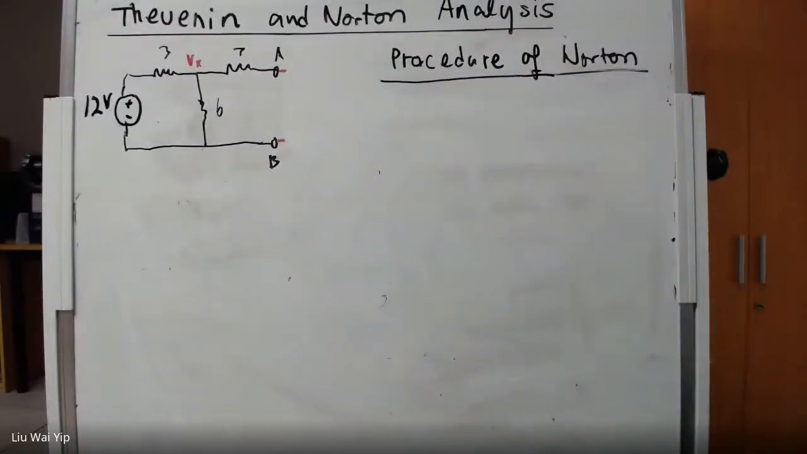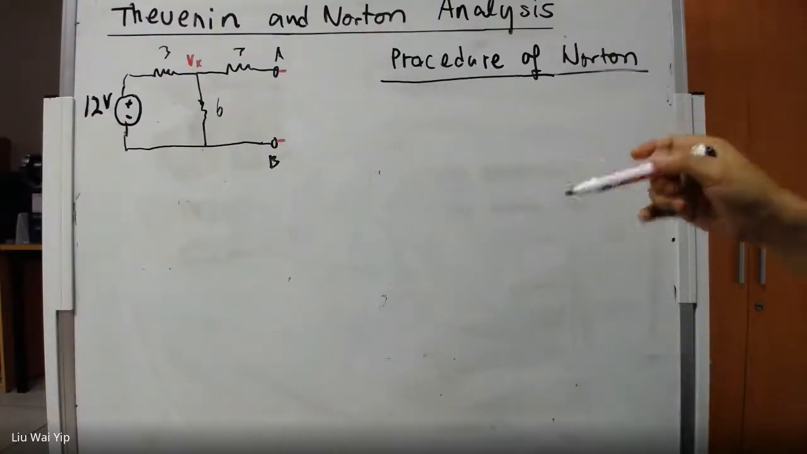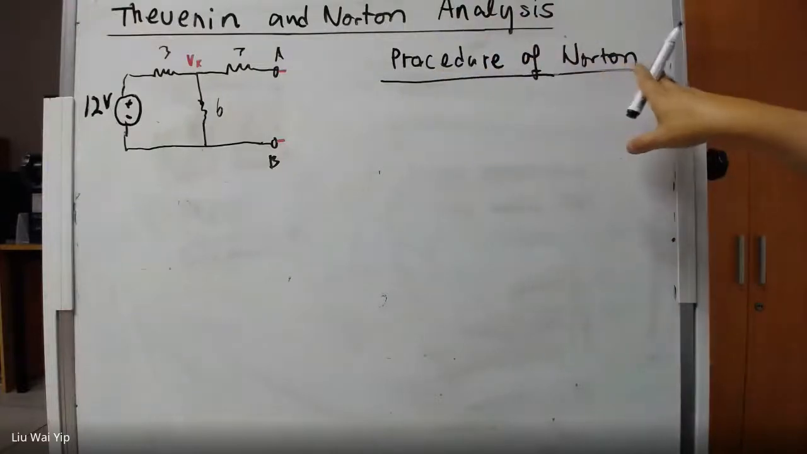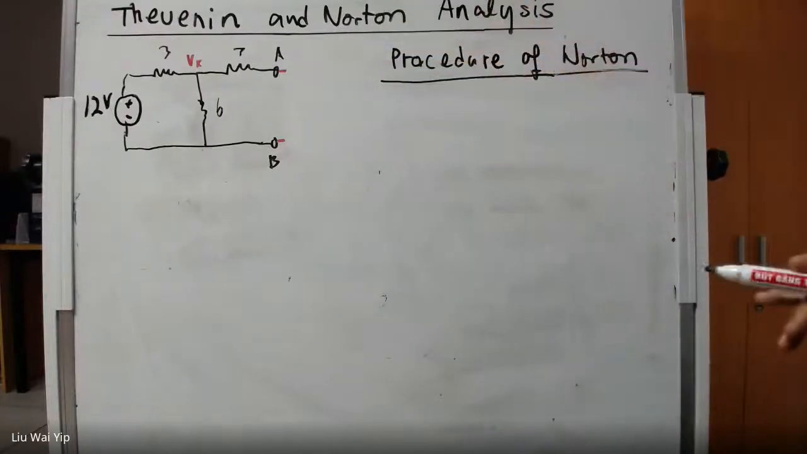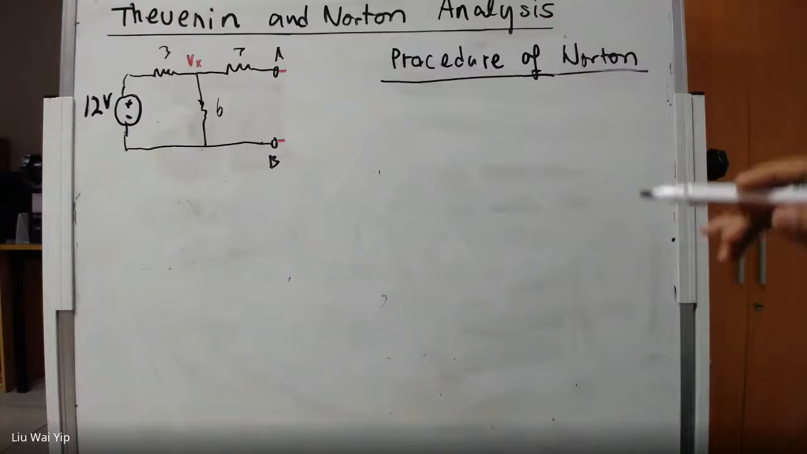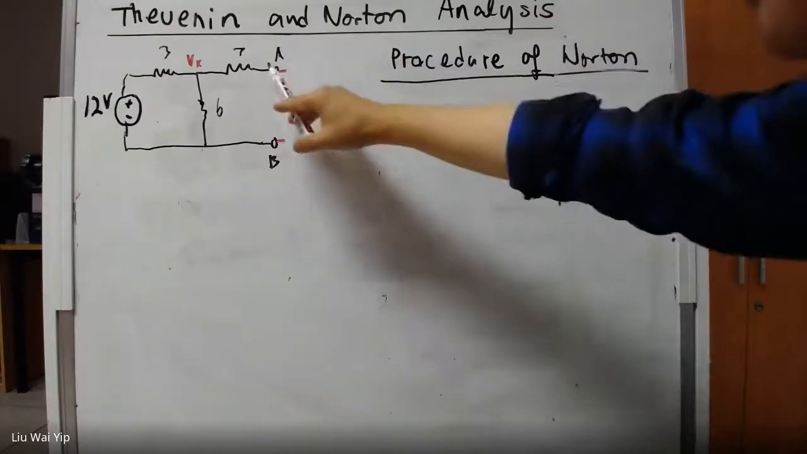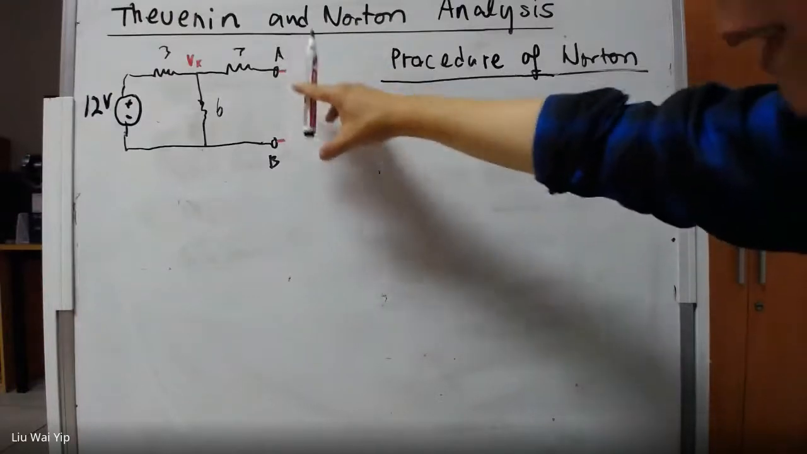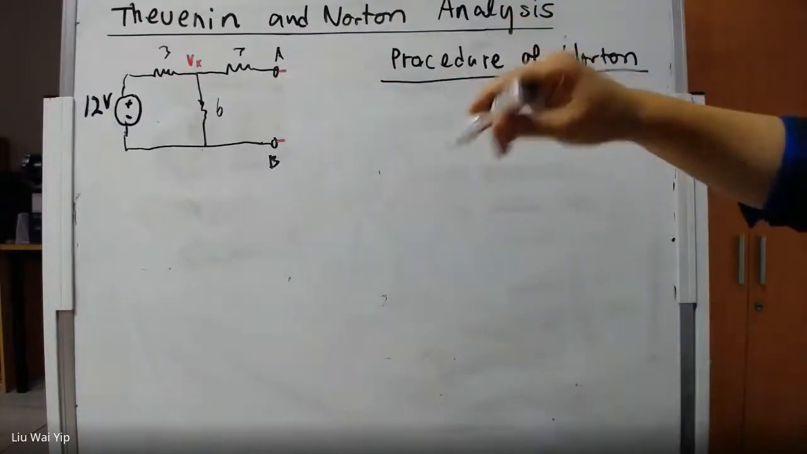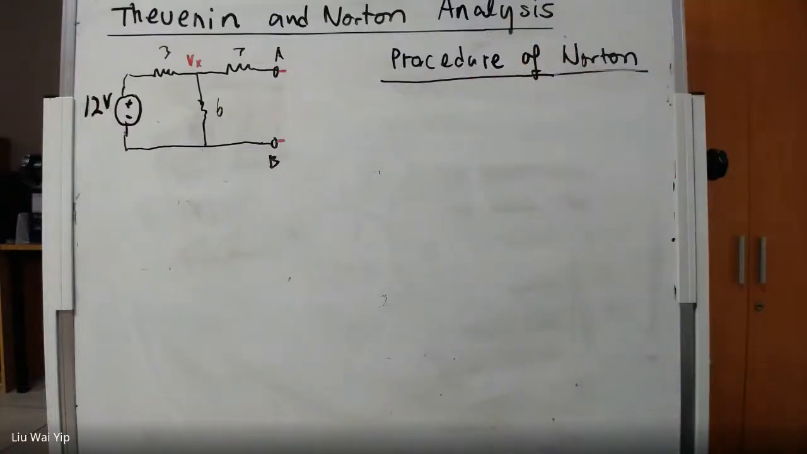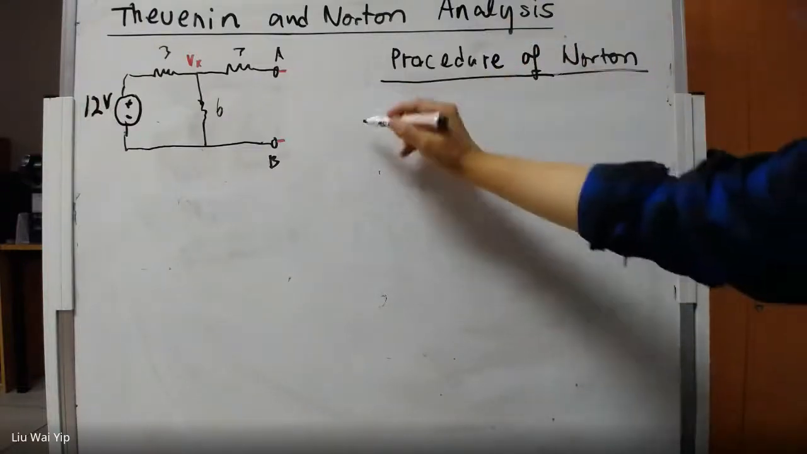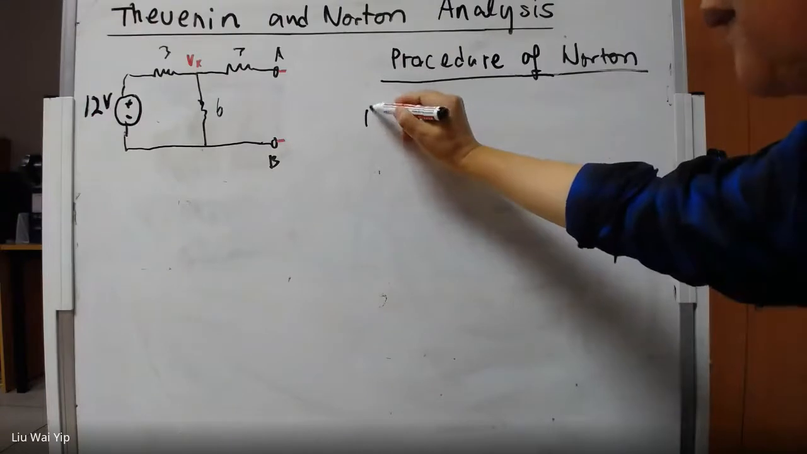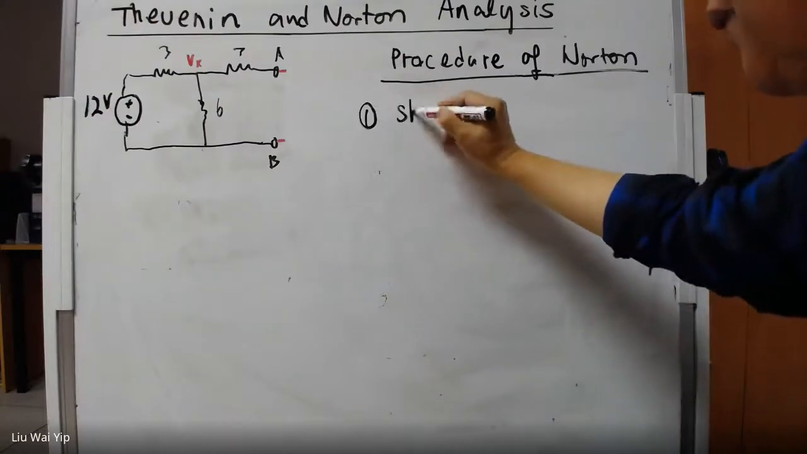We are going to find the Norton equivalent circuits. So the procedure of Norton is very similar to Thevenin analysis, with the exception that instead of opening the circuit at the output, we are going to short it. So the first step is short circuit the output.